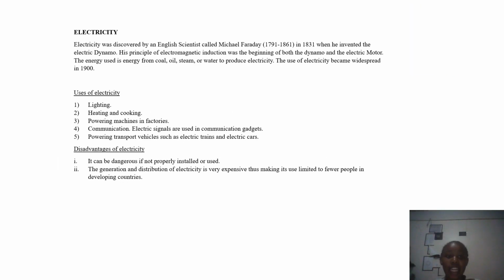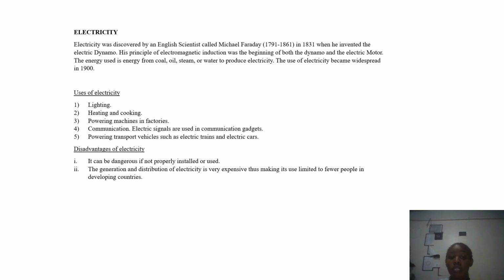We look at electricity. Electricity was first invented by Michael Faraday, from the year 1791 to the year 1861. In 1831, Michael Faraday invented the electric dynamo. His principle of electromagnetic induction was the beginning of both the dynamo and the electric motor.